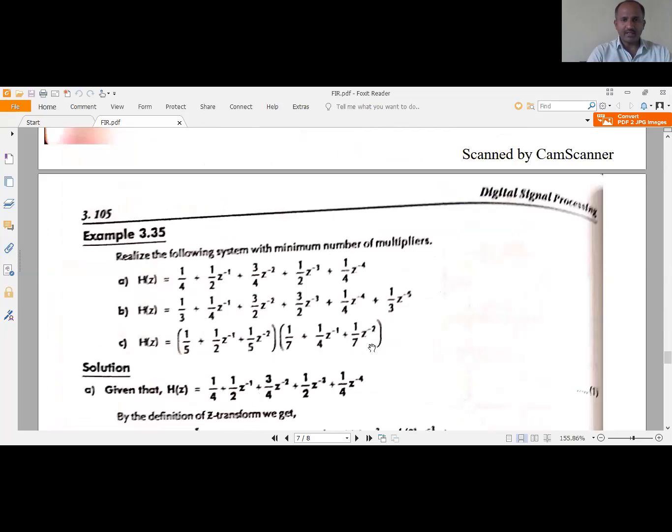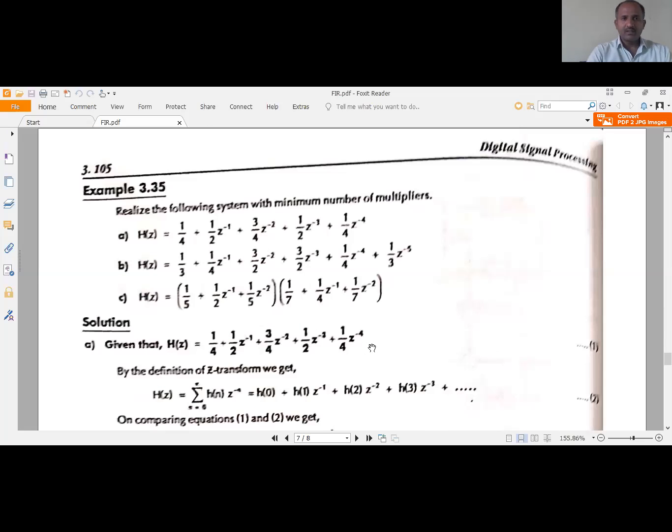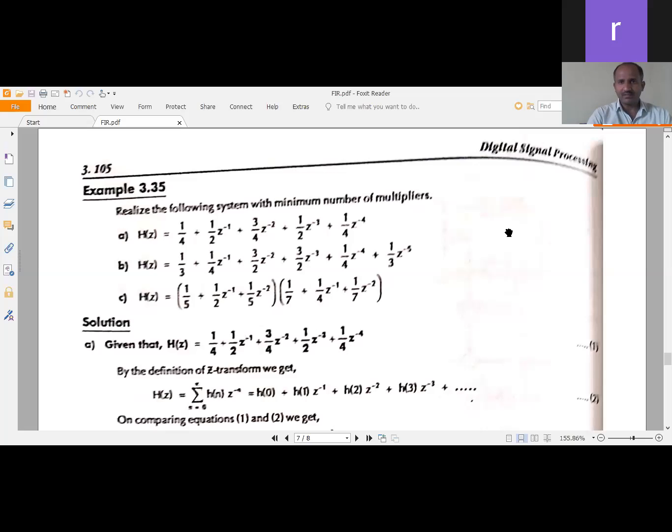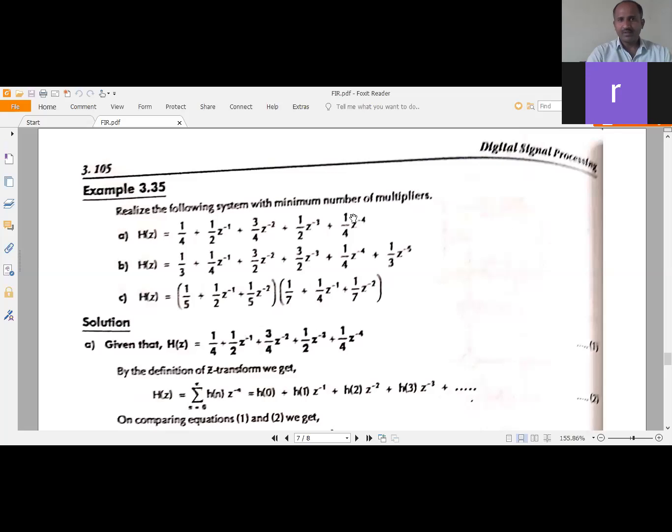And the next very important thing is, realize the following system with minimum number of multipliers. So either the cascade form. So this is said to be the cascade form h of z, which is equal to h1 of z into h2 of z. So this equation is in the form of h1 of z into h2 of z. You have to realize this h1 of z by using minimum number of multipliers, and so also you have to realize this also by using minimum number of multipliers method.